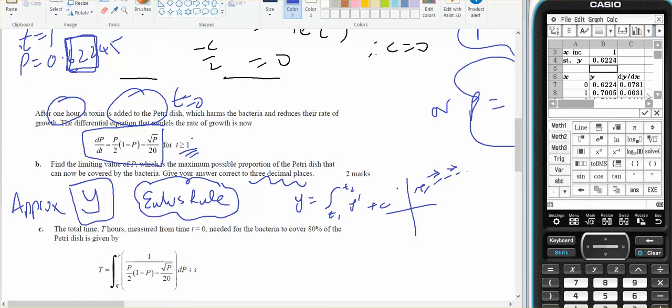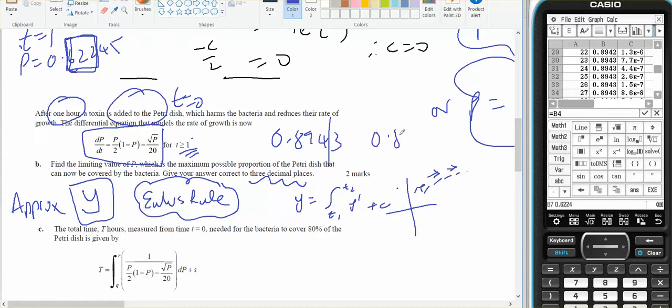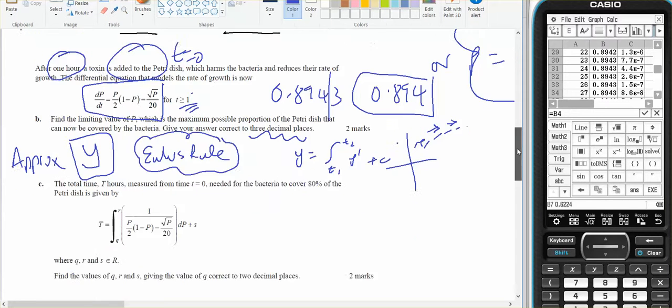and if I look down here, I'm looking for after a period of time. I'm looking at 0.8943, is what we're going to be approaching. So 0.8943, which is 0.894, is what my approximation will be.